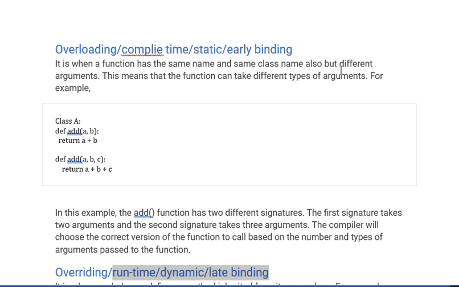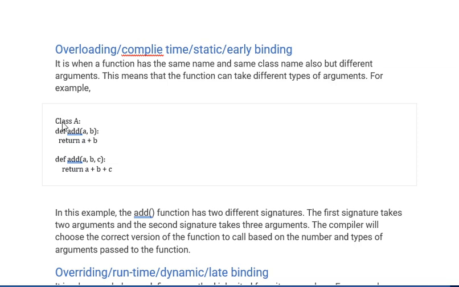The arguments which will be used in the particular function will be different. The function name may be the same, but the arguments which we are using will be different. Means same function name, same class name, but different arguments. Remember this point, very important. This means that the function can take different types of arguments.